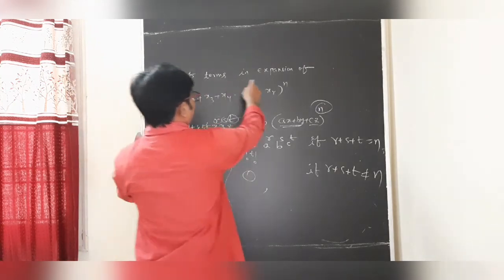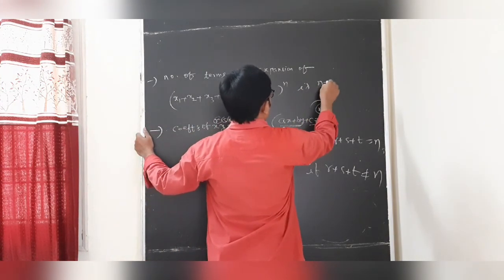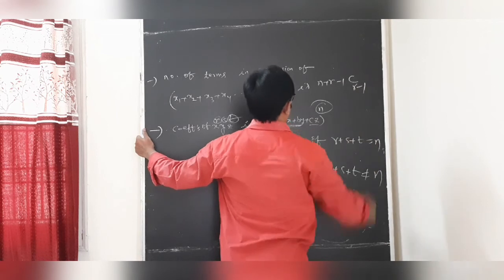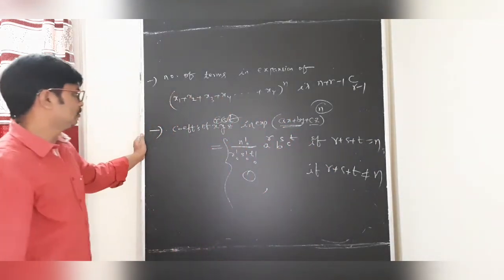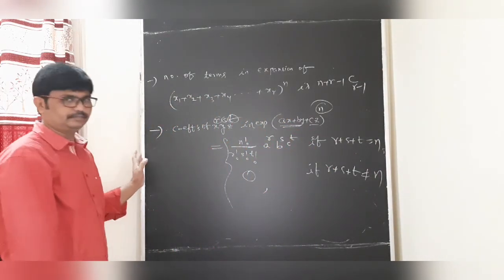Is it clear, students? The number of terms in the expansion, what is the form, students? n plus r minus 1 C r minus 1. So this is the other form. Okay, students?